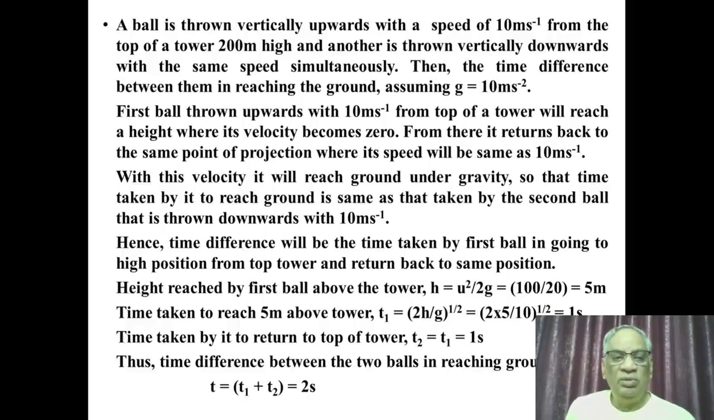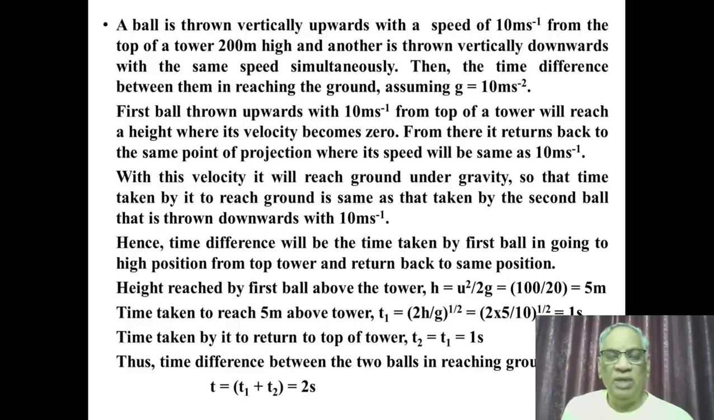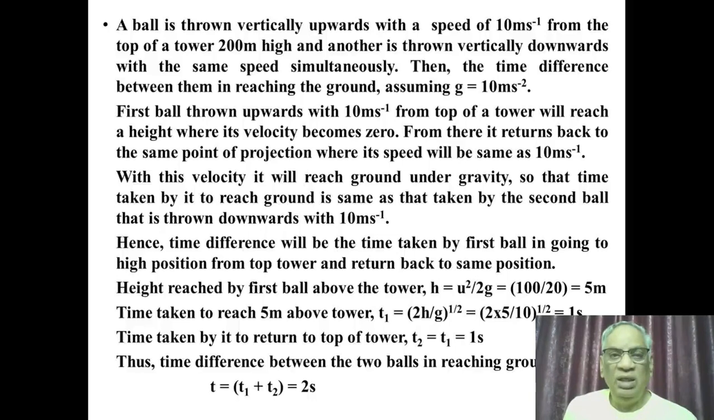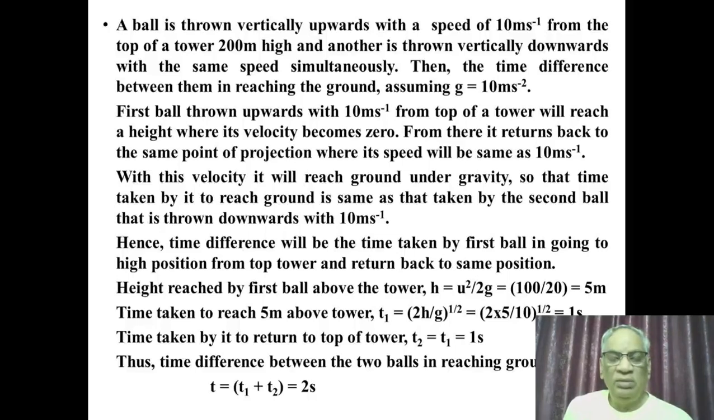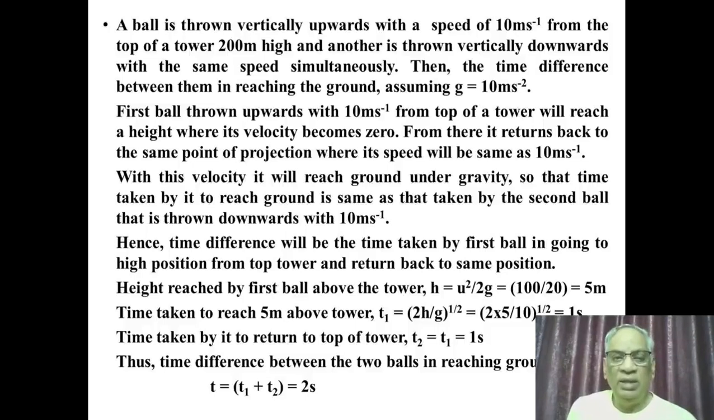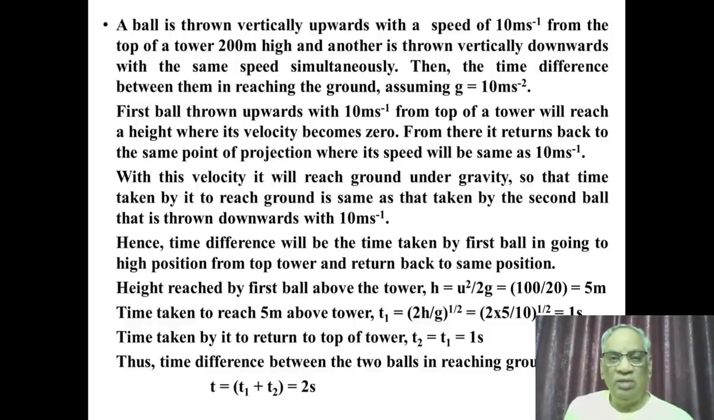That is, if u is 10 meters per second with which it is projected, it goes up first of all. When it goes up, it reaches maximum height, velocity becomes 0 and then it drops down. And when it reaches the top of the tower, that is the observation point again, its velocity is again 10 meters per second. That means the first body, though it is going up and coming down, is similar to the second body, which is projected vertically downwards with 10 meters per second. So the first body also has the same velocity of 10 meters per second at the top of the tower while going back to the ground. So the conditions of both balls are the same as far as the downward journey from the top of the tower is concerned.